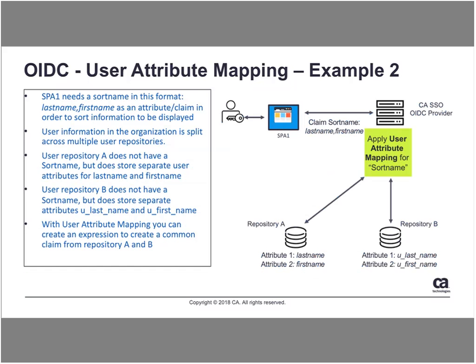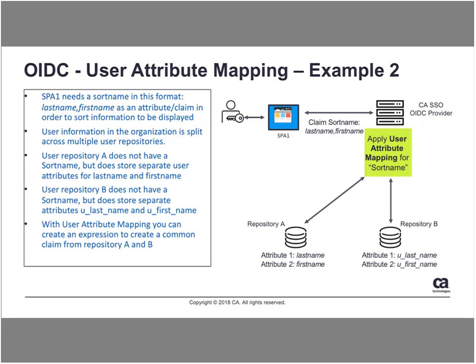So repository A does not have a sort name attribute, but it does have separate attributes like first name and last name. Similarly, repository B does not have a sort name attribute, but there are two separate attributes like U_last name and U_first name available in the user store. So usually this requires managing the backend schema in the user repositories to handle a specific format of attributes in order to handle the requirement from this particular single-page application. But with the pattern expression of user attribute mapping, the required behavior can be achieved very easily.